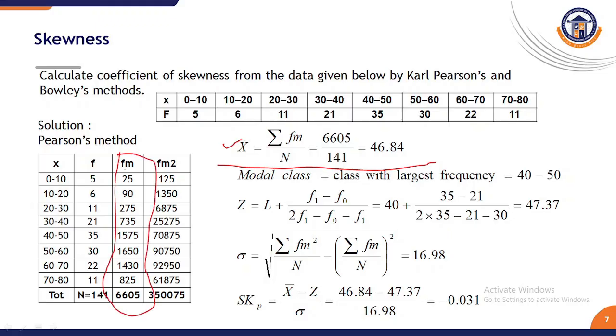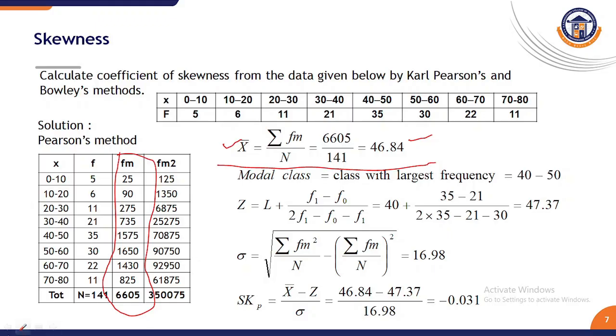This m is the midpoint. That means 5 into 525, 15 into 690, like this. So its total is 6605. So x bar equal to 46.84. Next to find out the modal class. So for that, first we have to identify the modal class interval.